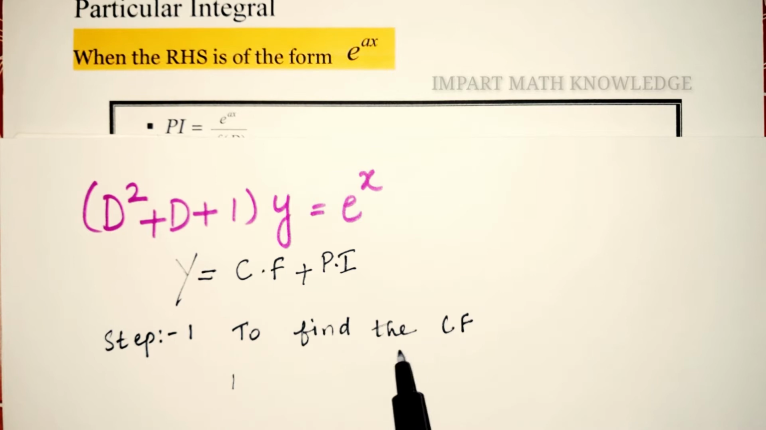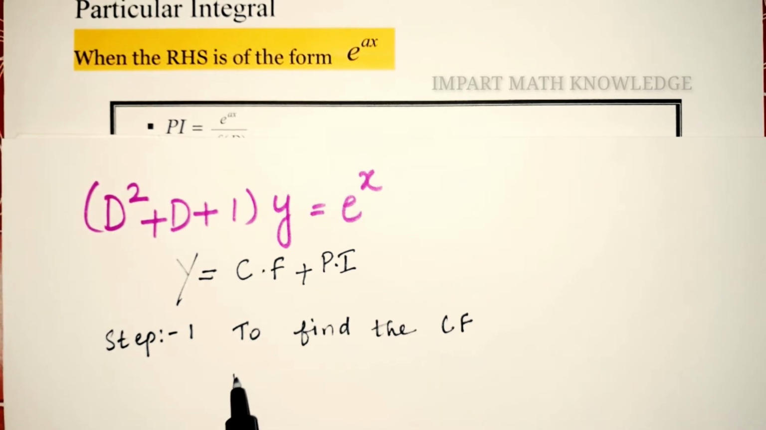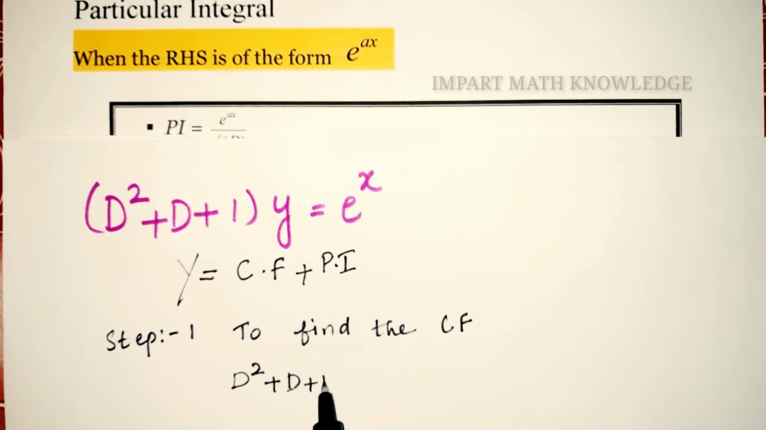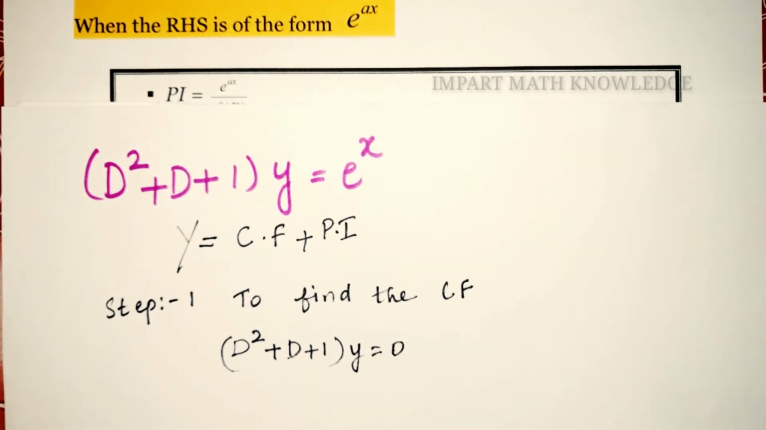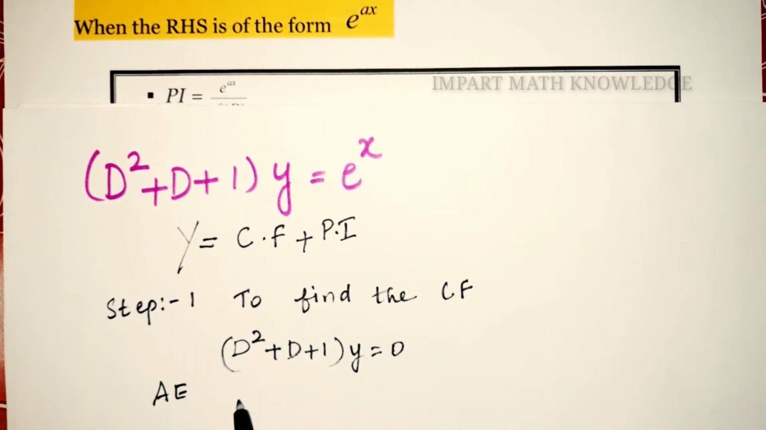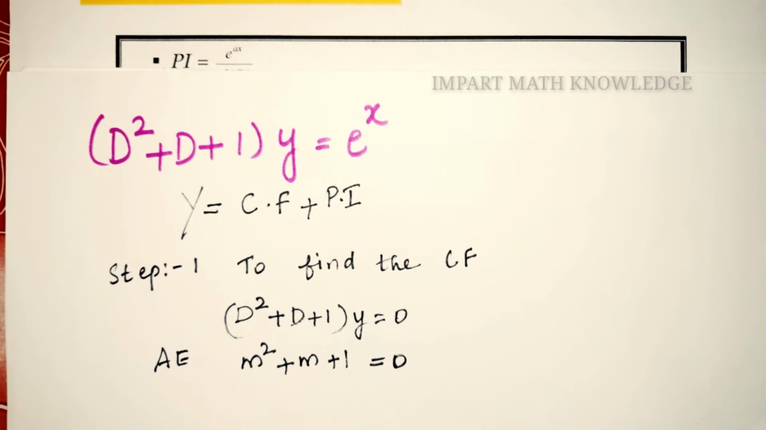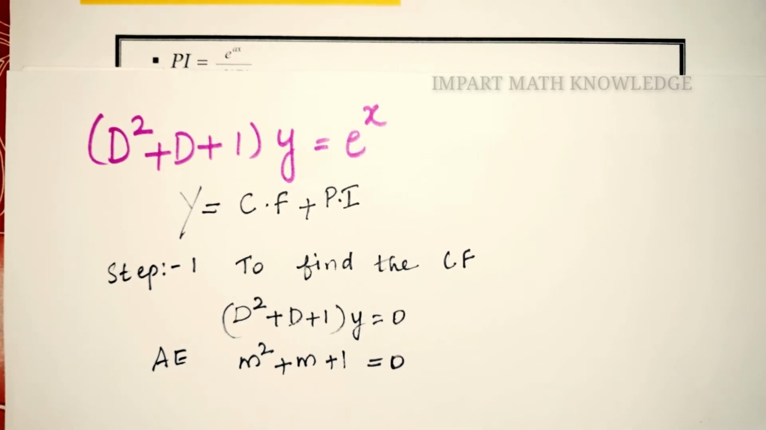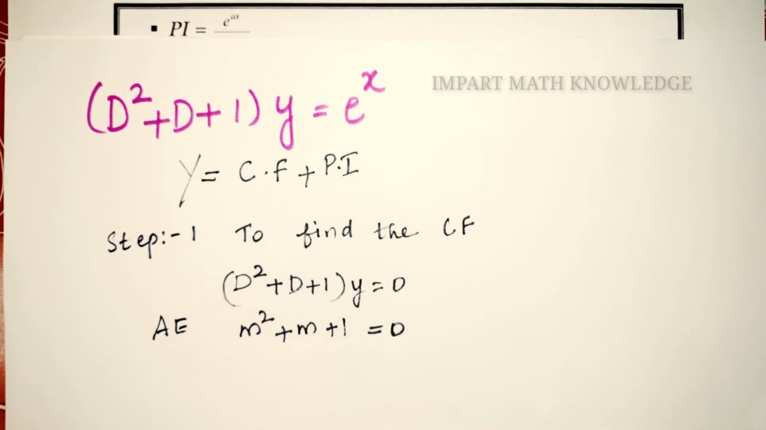Step 1: to find complementary function. For that, the left hand side is equal to 0. D square plus D plus 1 into y is equal to 0. Then write the auxiliary equation: m square plus m plus 1 is equal to 0. Then find the roots of the equation. Find two factors whose sum is 1 and product is 1. Such factors are not available, so we go with the formula method.